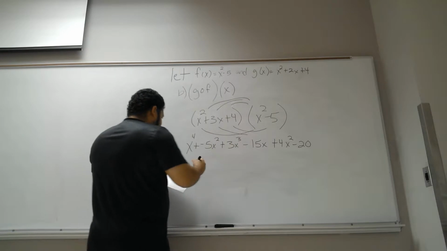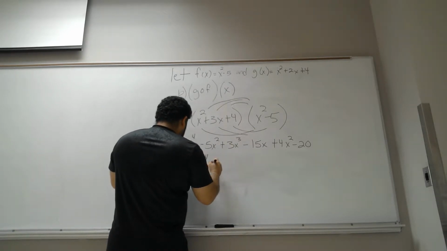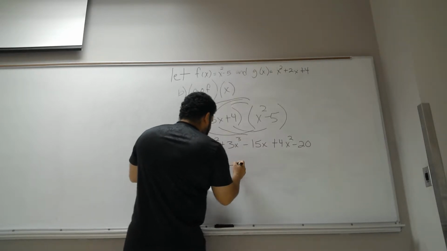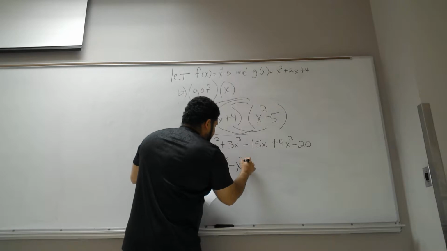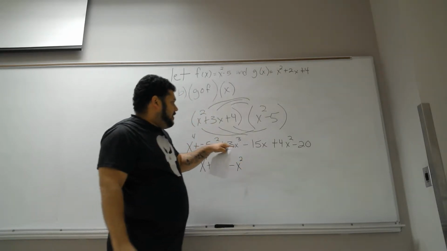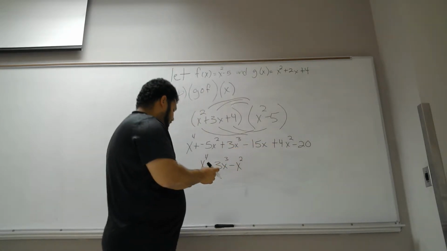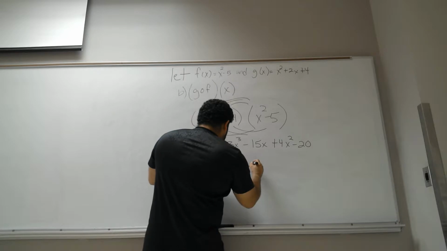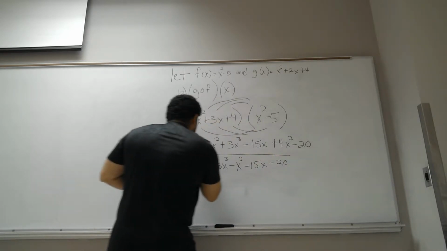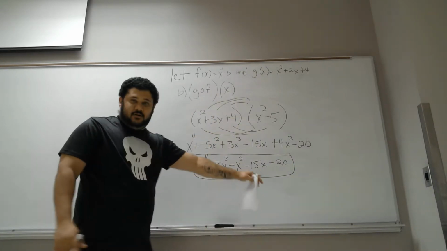When we do it, it should look like x to the 4th plus 3x cubed minus x squared. We had the same thing where negative 5x squared and positive 4x squared equals negative x squared minus 15x minus 20, and that should be your solution. So for all this mess, we put it in order, and that's what we got.